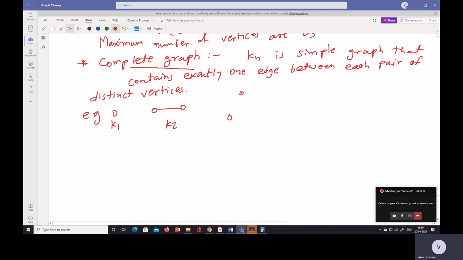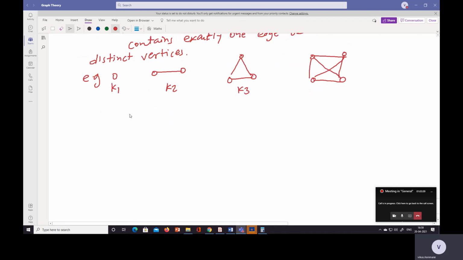Then K3, exactly one edge. So consider this node or vertex, exactly one edge between each pair of vertices. Again consider this one, this is connected with all other vertices. Consider this one, this is connected to all other vertices. Okay, so this is about the complete graph.